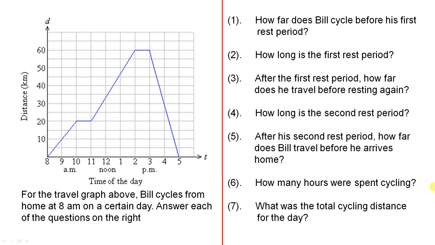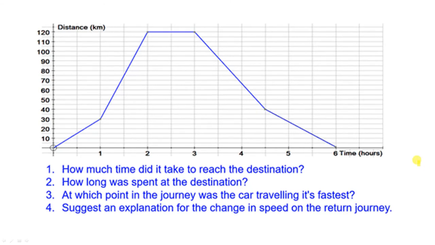So let's have a look at the next one. This is a very interesting one here. Now remember, on the horizontal axis we have the time, in hours, and on the vertical axis we have the distance in kilometers. First question. How much time did it take to reach the destination?